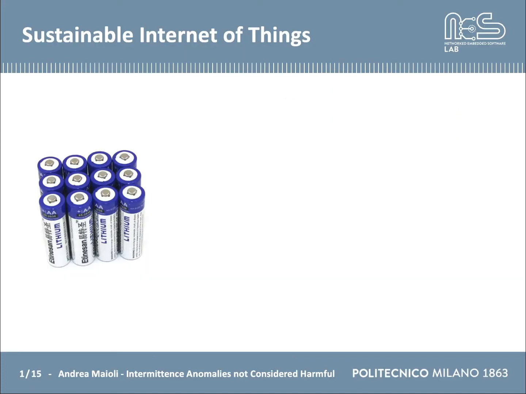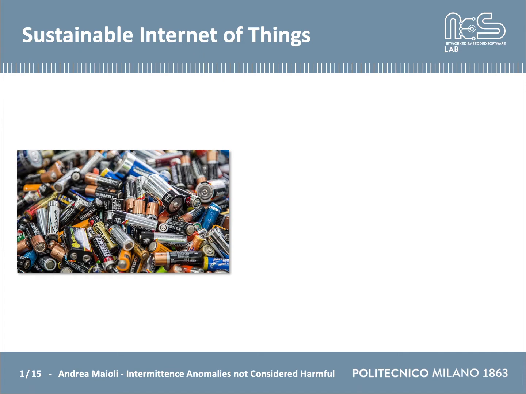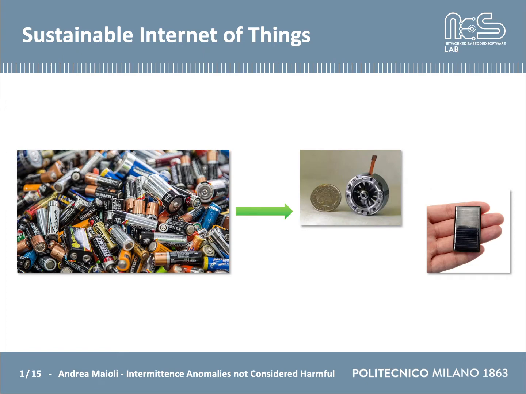The devices of the Internet of Things are powered only using batteries, which must be periodically recharged, replaced and disposed. This introduces a significant environmental impact, and for this reason, researchers want to replace batteries with energy harvesting technologies. Here, devices use the energy harvested from the environment as the only power source, which is then stored inside a capacitor that acts as an energy buffer.